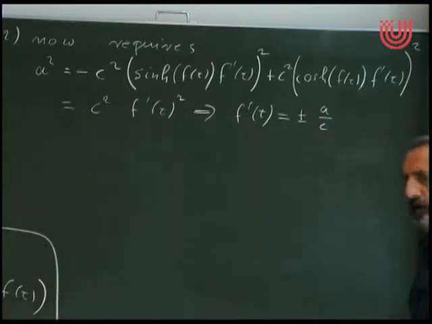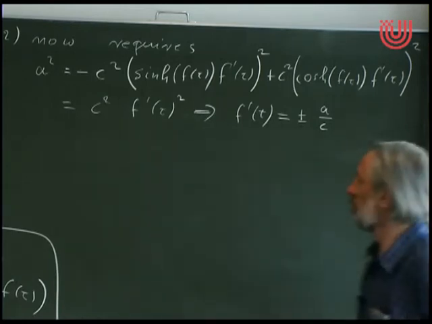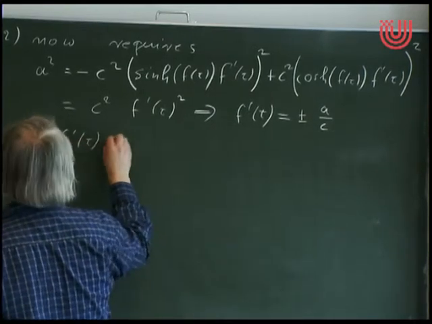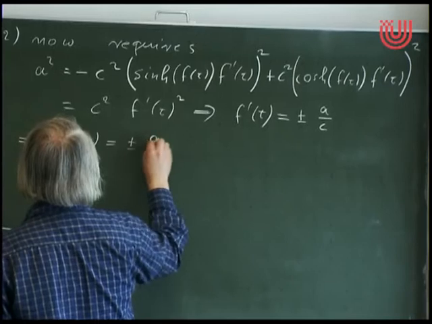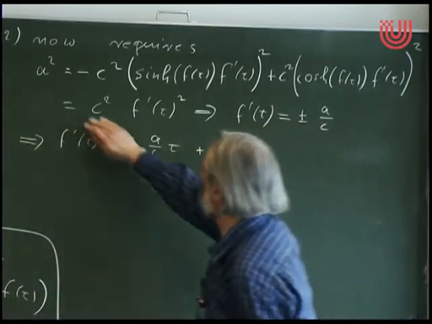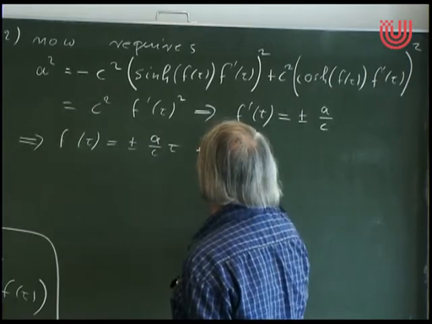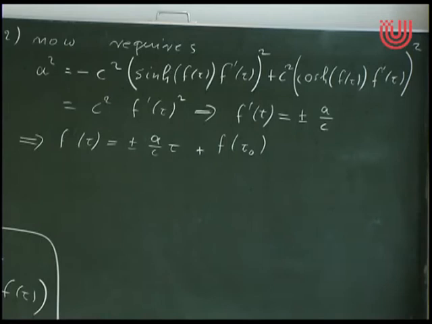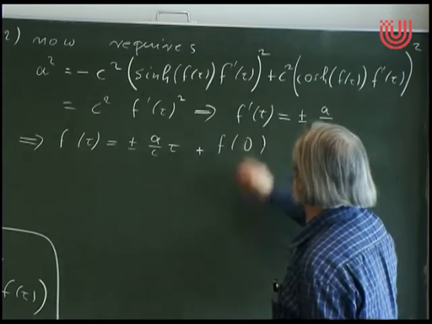So that is still a differential equation, but now a very simple one. Everyone can integrate this, right? This is easy to integrate. So the general solution, of course, is f of tau is plus minus a over c times tau plus an integration constant, f of some tau naught. Actually, tau naught is 0.